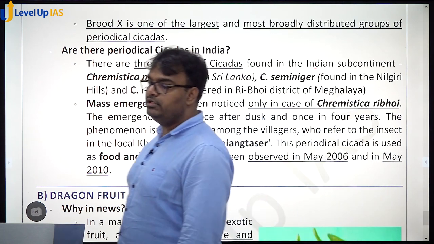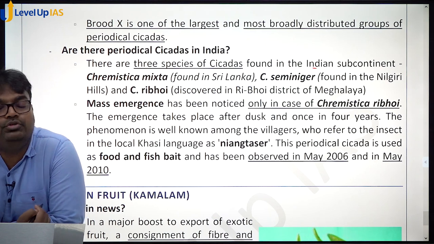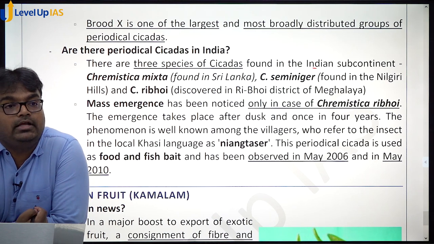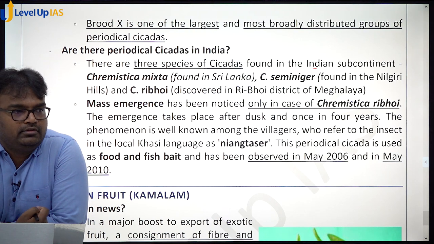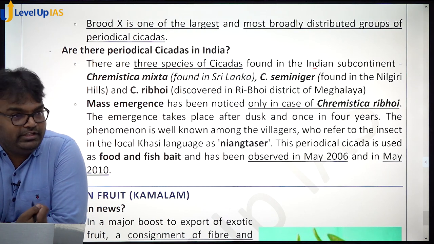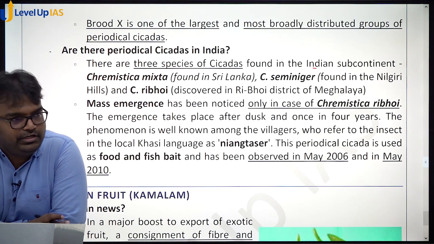So the American ones are becoming news, and these do not become news because the American ones are very large in numbers. Because they are so large in number, when they come out, it's clearly visible. So that is why they were in news, the cicadas.